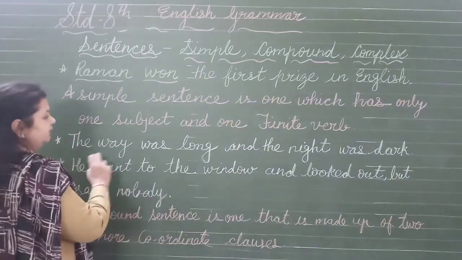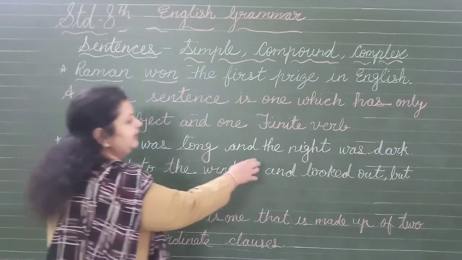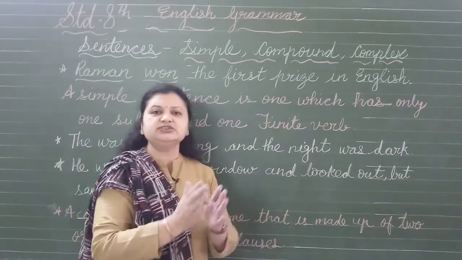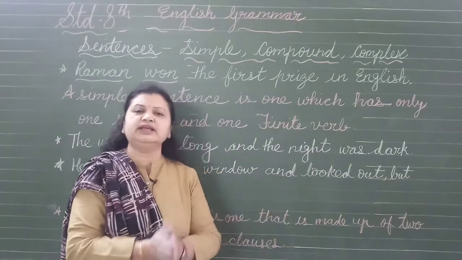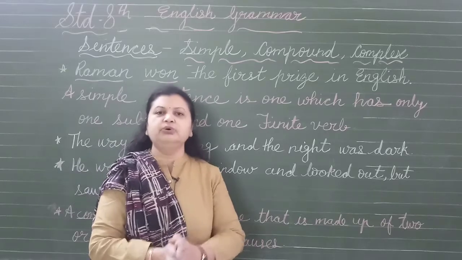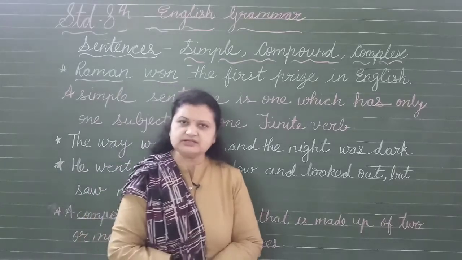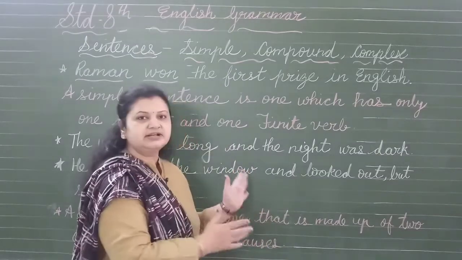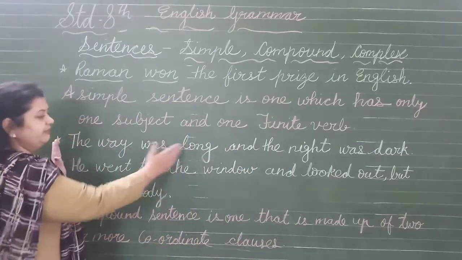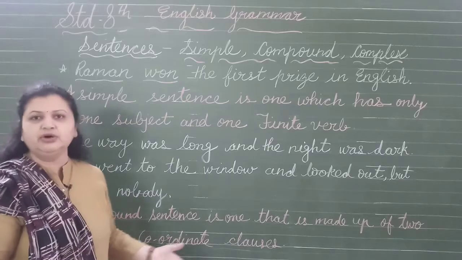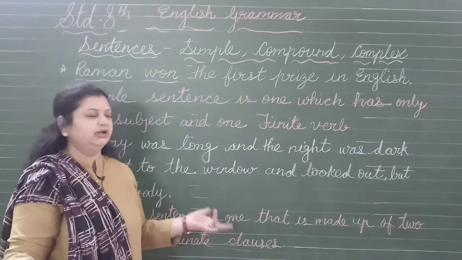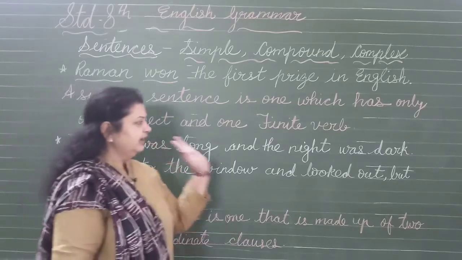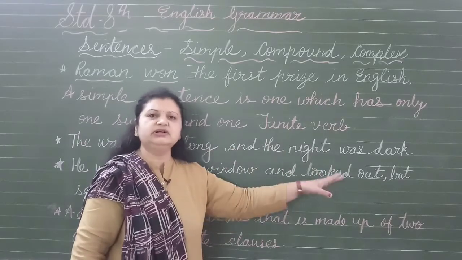The way was long, the night was dark. These two sentences can both stand alone. They both have their own subject and their own finite verb. They both can stand alone. It is enough: the way was long. No, we don't want any other requirement. This is a different sentence. And the night was dark is also a different sentence.